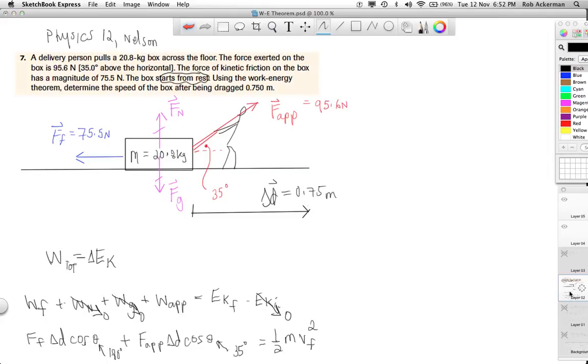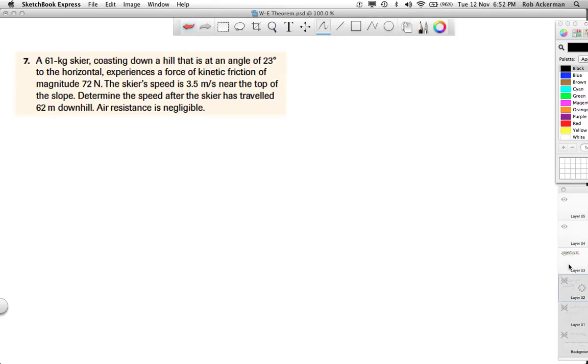All right, we're going to move on. I'm going to show you another one that gets a little bit trickier. This is the other question 7 in the same textbook, Physics 12 by Nelson, and it's the 7 in the section review at the end of this section. You've got a skier going down a hill that's inclined at a certain angle. I'm going to start drawing.